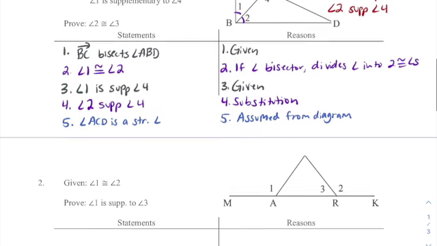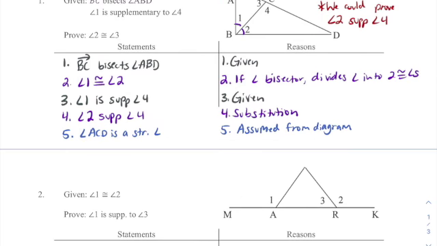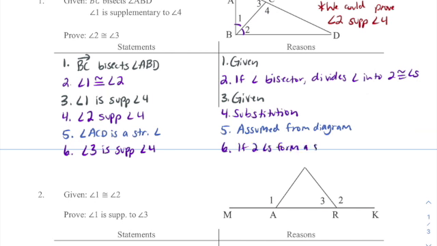And now that I've set it straight, I know that 3 and 4 form that straight angle. I can say that angle 3 is supplementary to angle 4. This is by if two angles form a straight angle, then those angles are supplementary. So if two angles form straight angles, then they are supplementary.